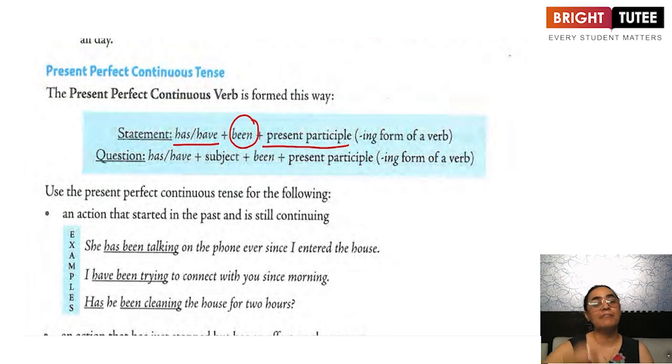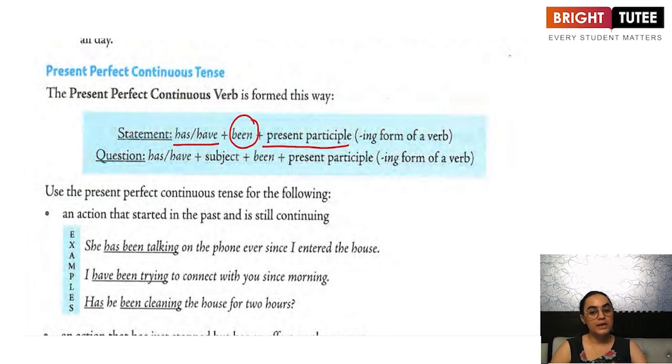I have been thinking about my best friend. She has been playing cricket since morning. They have been running behind the mouse. We have been eating together since a week.